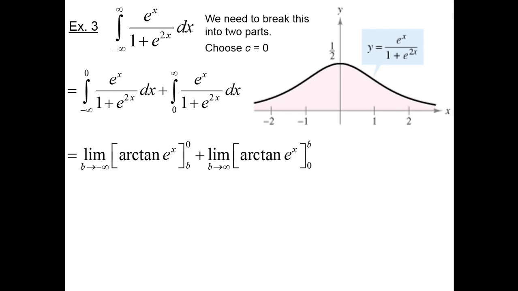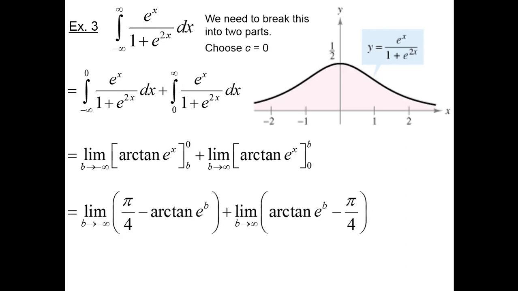Okay, you really need to think here about what the graph of arctangent e to the x looks like, or at least the arctangent graph. If we use the fundamental theorem of calculus, we've got arctan of e to the 0, of course e to the 0 is 1, so this first term is just pi over 4, minus arctan of e to the b. And over here we have arctan of e to the b minus arctan of e to the 0 again, which is pi over 4.